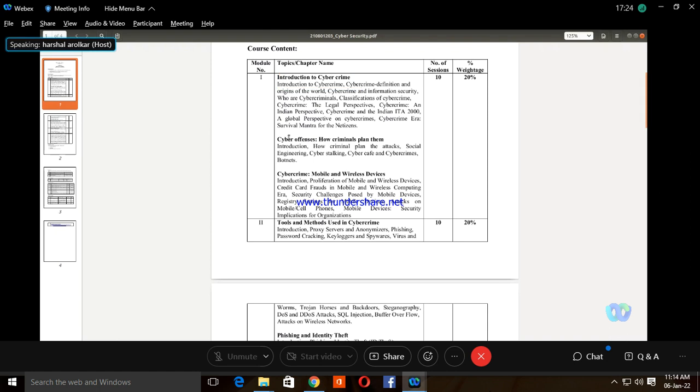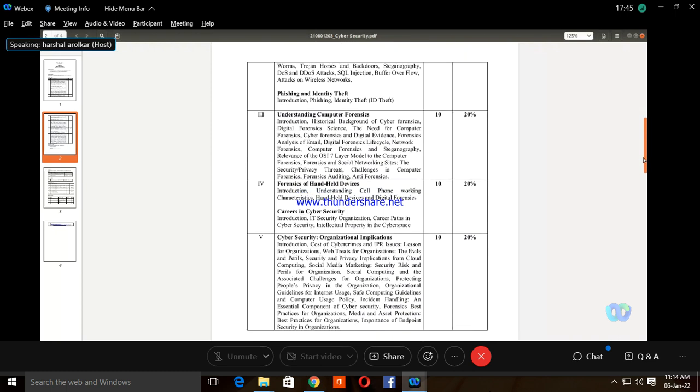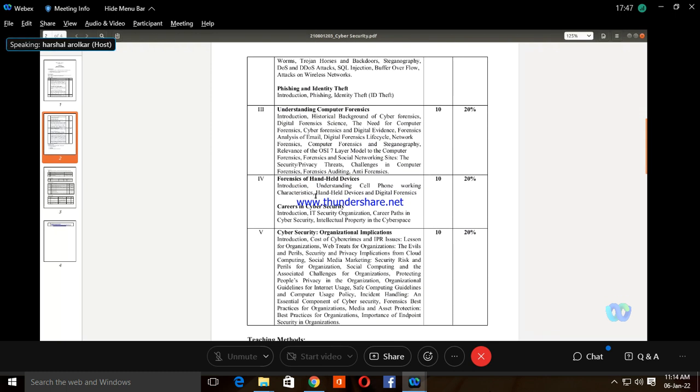I am going to discuss a few things today. Then cyber offenses and how criminals actually plan them. Then cybercrime, mobile and wireless devices. Unit 2 will consist of tools and methods used in cybercrime, and phishing and identity theft. Then we have understanding computer forensics and how things are done.